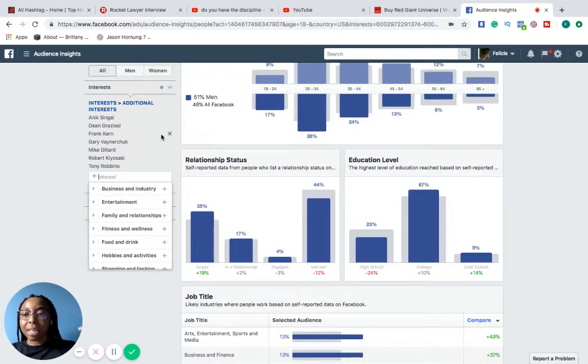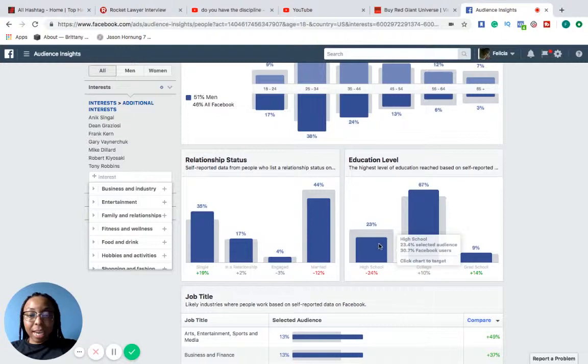Onyx, Dean, Frank. Some of these guys have softwares themselves that are in competition with or similar to ClickFunnels. I know Frank does. I know Onyx does. I don't know if Dean does. He might do it now. But these are people who actually are in the genre of a person like Russell Brunson.